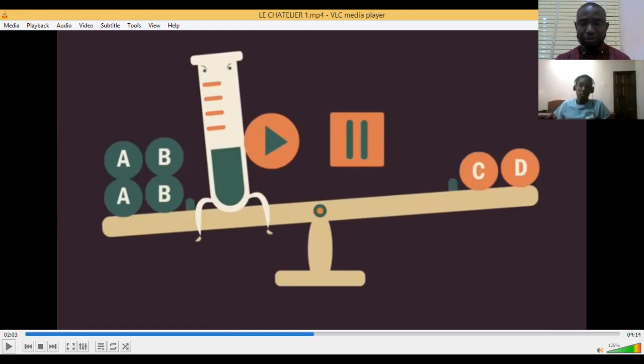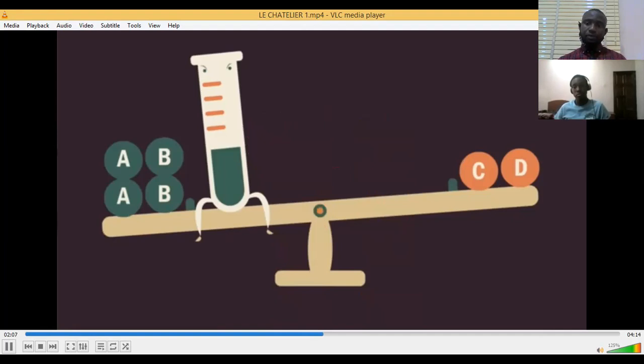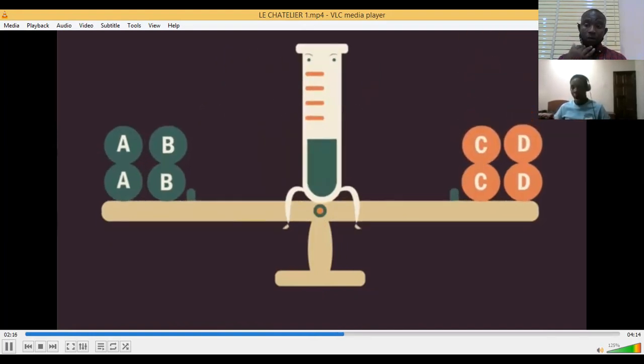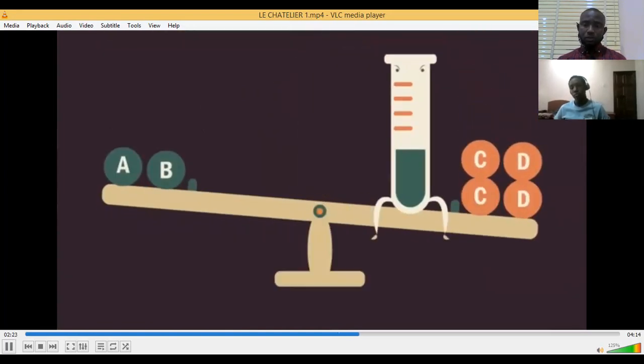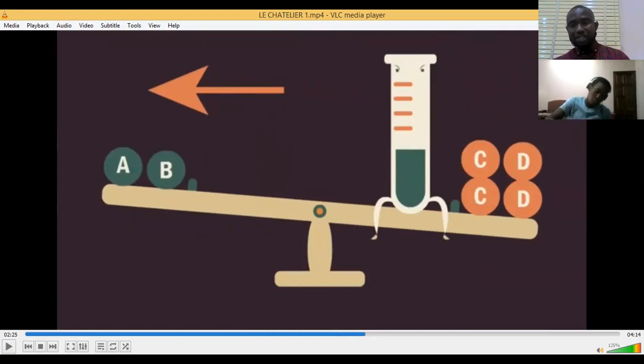So let's continue now. The system is now stressed and no longer at equilibrium. To counteract the stress, more C and D are produced, so equilibrium shifts to the right. When concentration increases, equilibrium shifts to the opposite side of the reaction. Please write that part. When concentration increases, equilibrium shifts to the opposite side of the reaction.